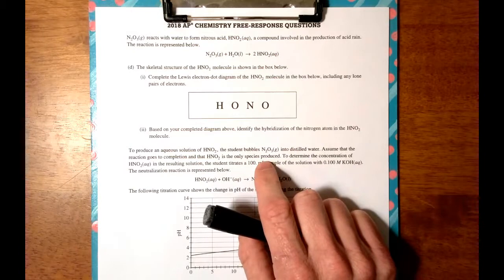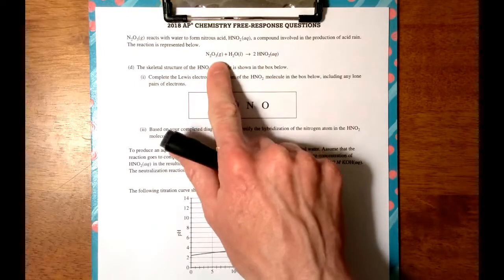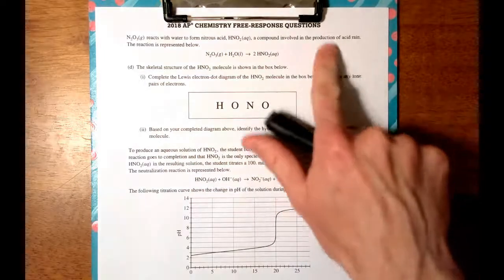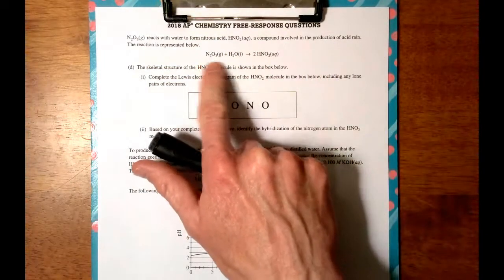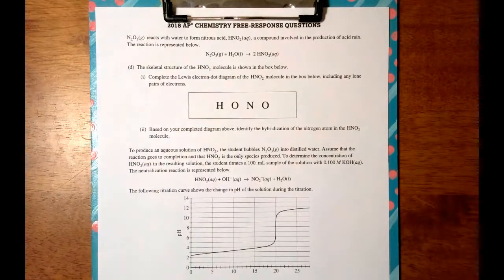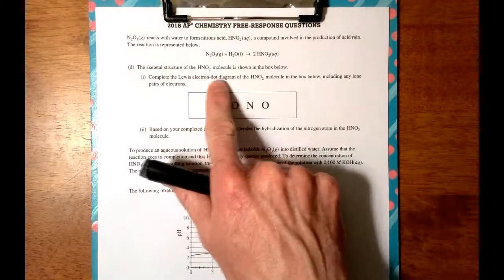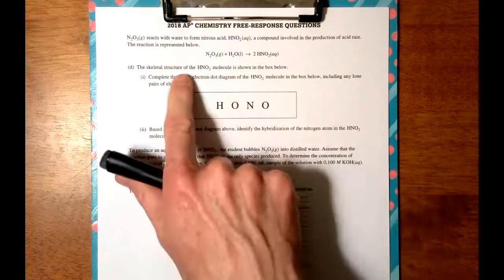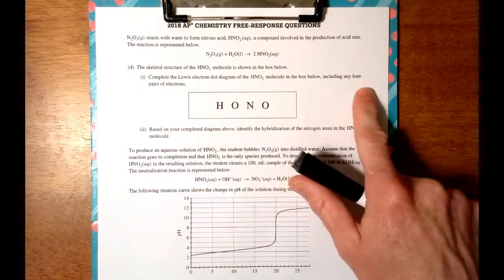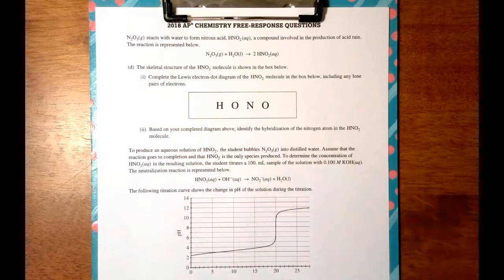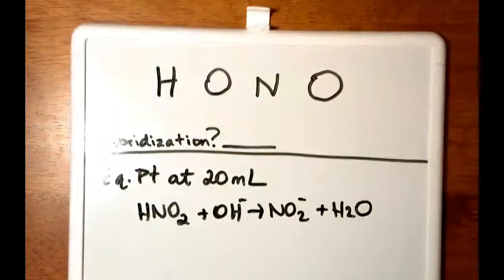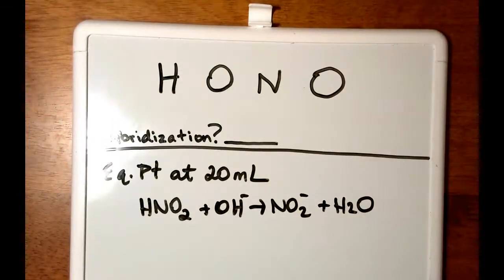Sometimes you'll hear the little saying that SOx and NOx compounds are involved in the production of acid rain, and that is definitely a NOx compound, a nitrogen-oxygen compound. So the skeletal structure of HNO2 is shown below, and we are asked to complete its Lewis structure, including any lone pairs, and then identify the hybridization of the nitrogen. So looking at this, we have HO and O, so we'll just be very careful here.